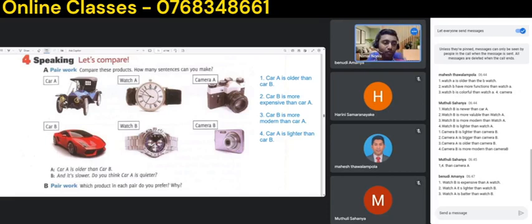Right. Watch B is expensive than watch A. Okay, expensive. When you write the word expensive, remember the comparative form is more expensive. Watch B is more expensive than watch A. Next one. Watch A is lighter than watch B. That's how we have to write. Watch A is lighter than watch B.